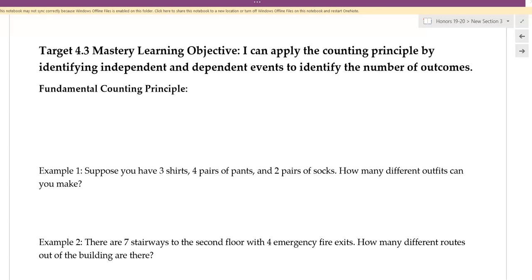Now we're looking at target 4.3. I can apply the counting principle by identifying independent and dependent events to identify the number of outcomes.